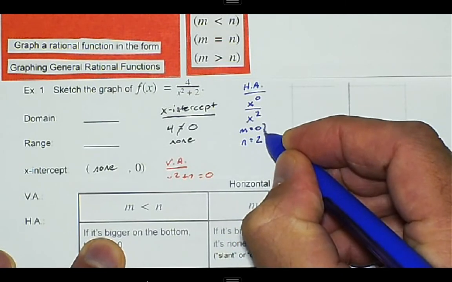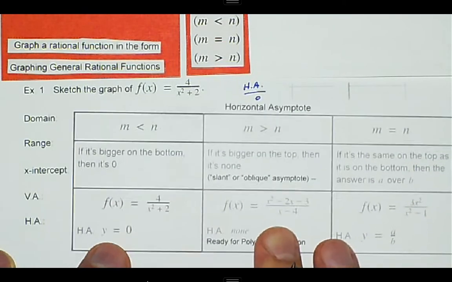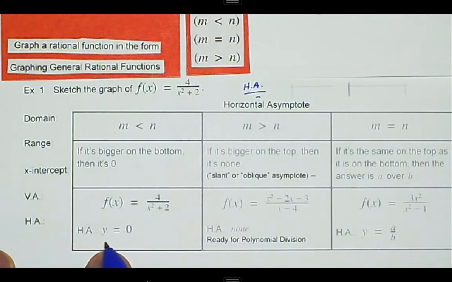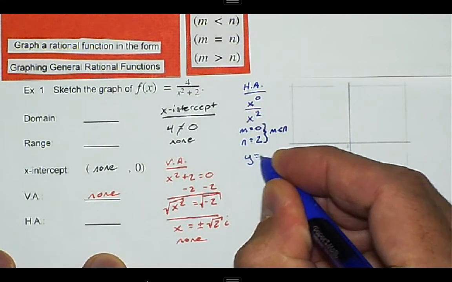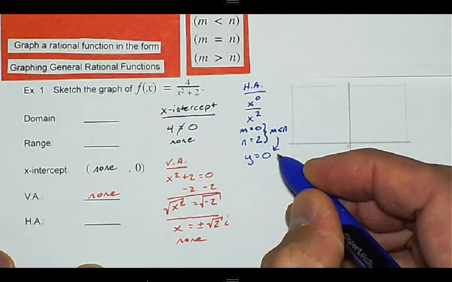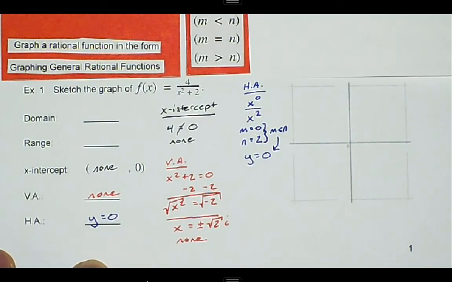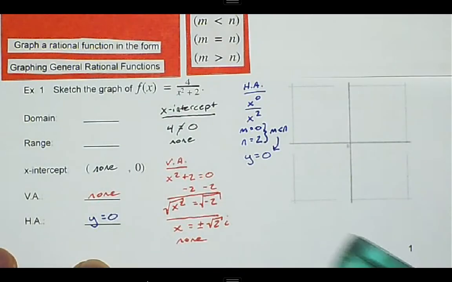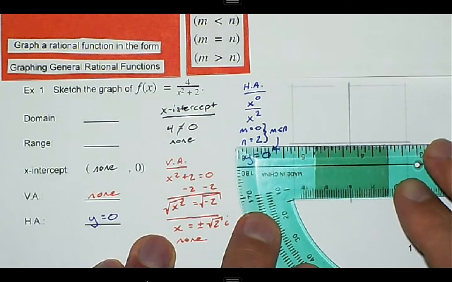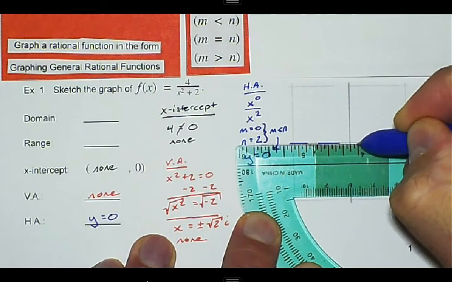So what does that mean? That means m is less than n, okay? M is less than n, that means we have a horizontal asymptote at y equals 0. So our horizontal asymptote will be y equals 0. And then we can sketch that on our graph. So y equals 0, we have a horizontal asymptote.